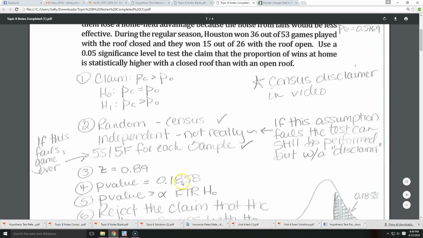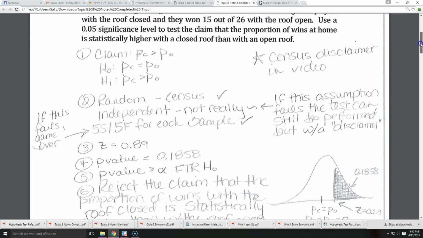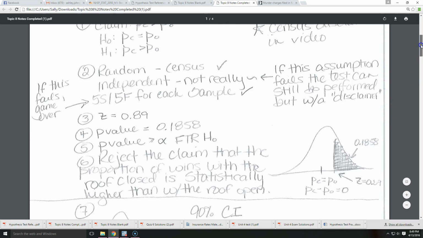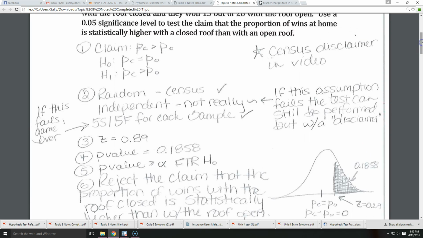So that's what I have here. This p-value is higher than any alpha that you would ever set. So the p is high: we fail to reject H0, so the H0 will fly. If we're going with H0, then that means we reject H1, and that's also our claim. So we reject the claim that the proportion of wins with the roof closed is statistically higher than with the roof open. That's not true based on this data.